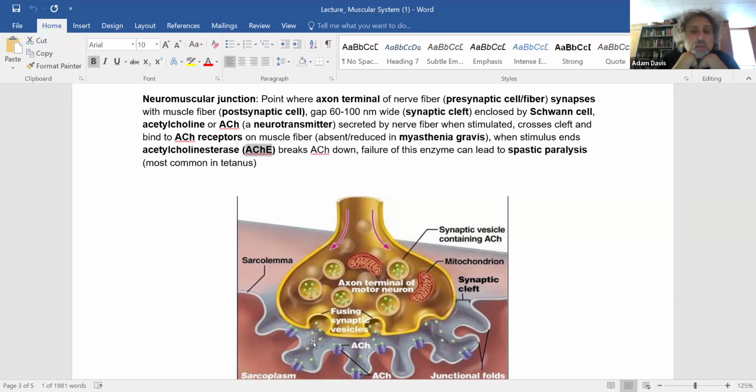There are things that can go wrong here. In an individual with inadequate ACh receptors, you have a condition called myasthenia gravis, in which it's difficult for the nerves to stimulate the muscle. And that can happen if there are inadequate ACh receptors, or if those receptors are defective and not binding ACh properly. Certain neurotoxins can bind to the ACh receptor and cover it up, preventing ACh from reaching it.